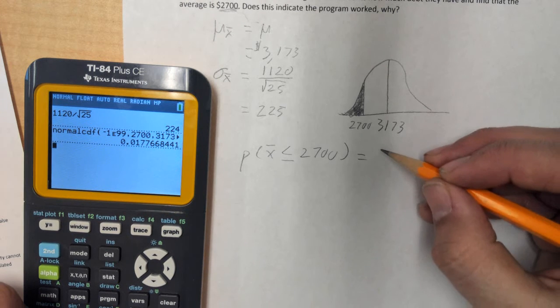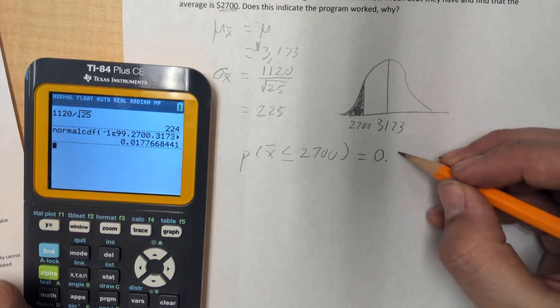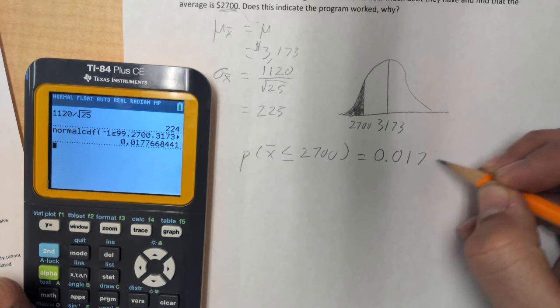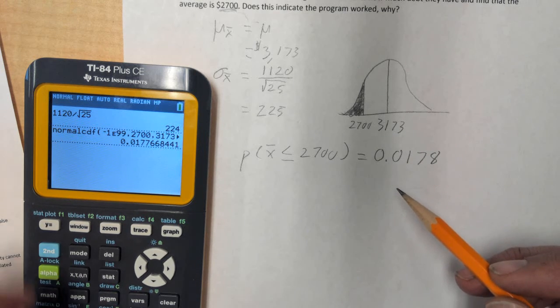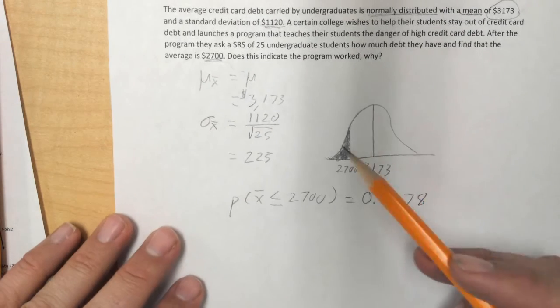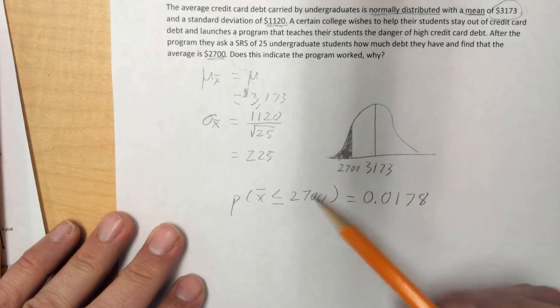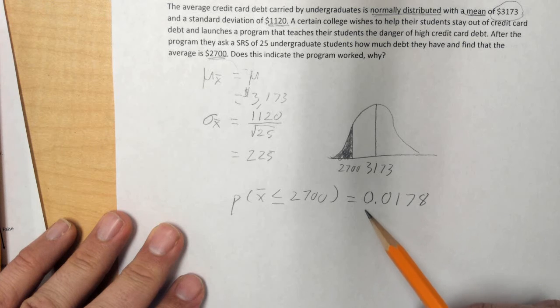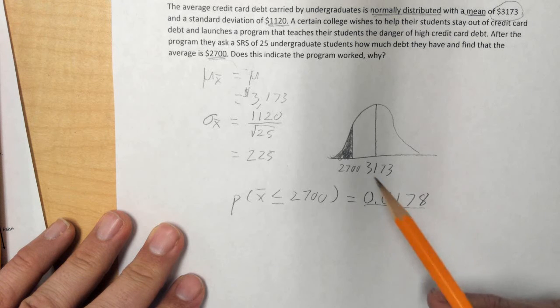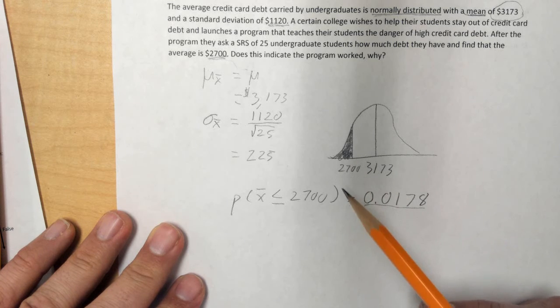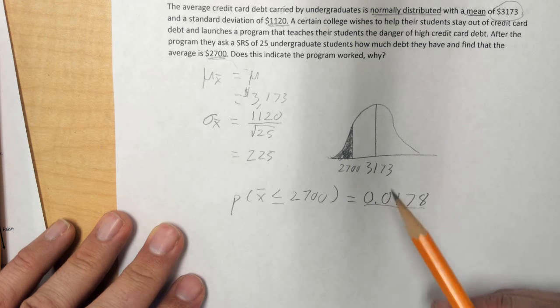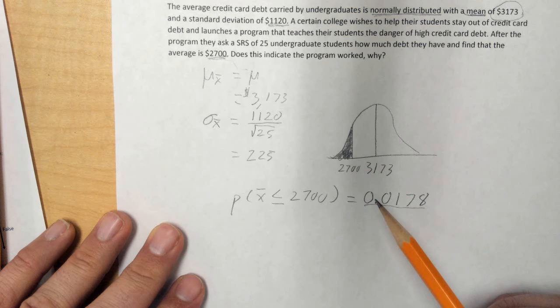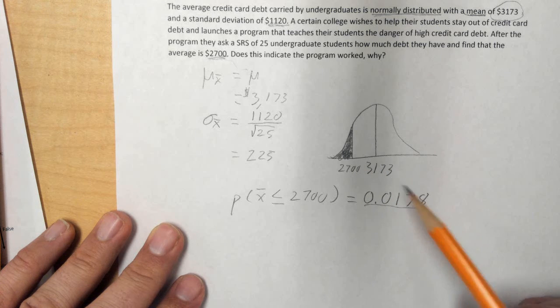I'm going to write that down. It's 0.0178, rounded. Now, the question is, does it look like this program worked? The probability that the program didn't work, that the 2,700 we got was just because of random chance and not because the mean dropped, is only 1.78%. That's a really low percentage.